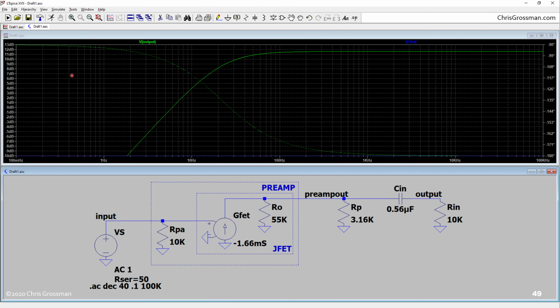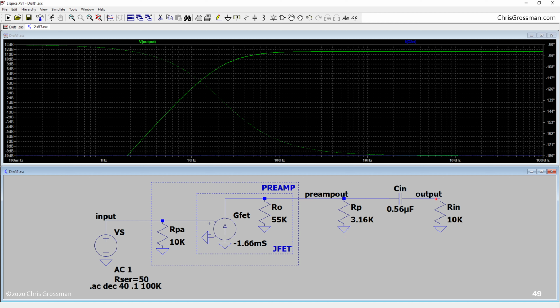So here I did a simple LTspice simulation, where this represents the generator I'm using for the measurement. This outer dotted box is the little preamp I built. Here's the 10K resistor. The inner dotted box represents the JFET. R0 is its output resistance, the slope of that line. This is the resistor that supplies the DC power, or 3.16K.